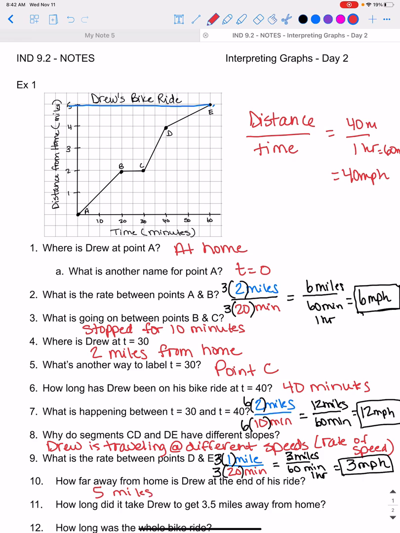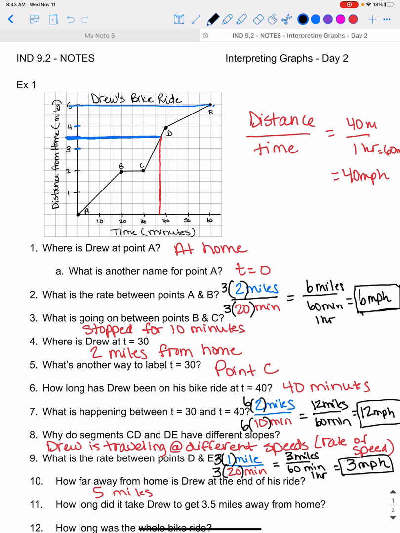How long did it take Drew to get 3.5 miles from home? So first, let's find 3.5 miles from home. Well, if here's 3 and here's 4, then that makes this 3.5, right? And so if we follow 3.5 all the way over, then we're going to go straight down from that point. And this doesn't land right on one of our grid lines, and that's okay. We can still get a pretty good estimate here.